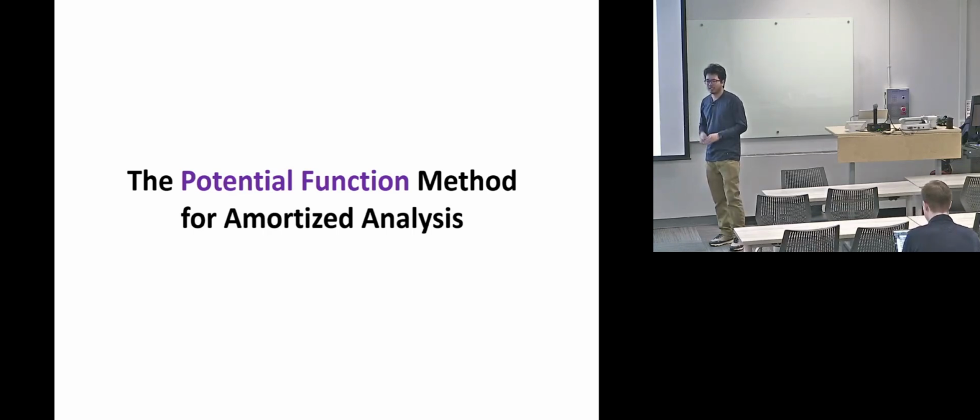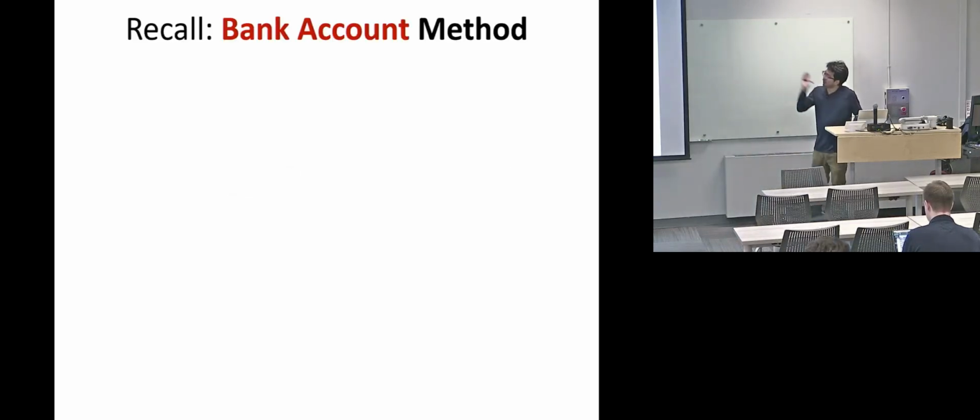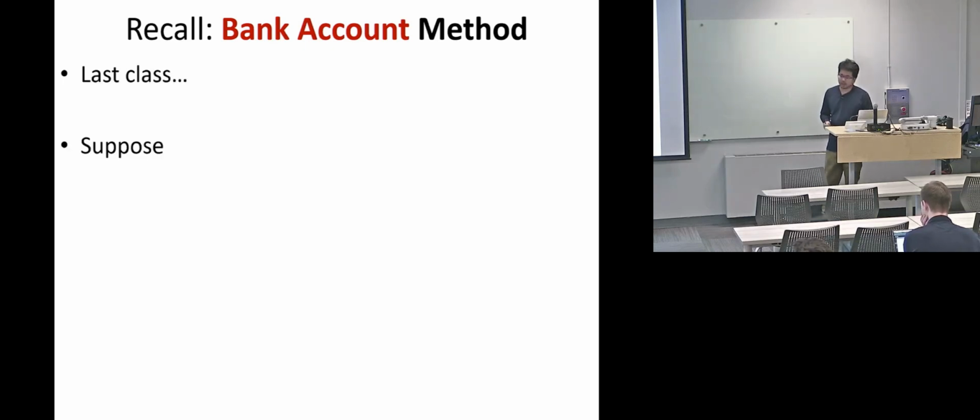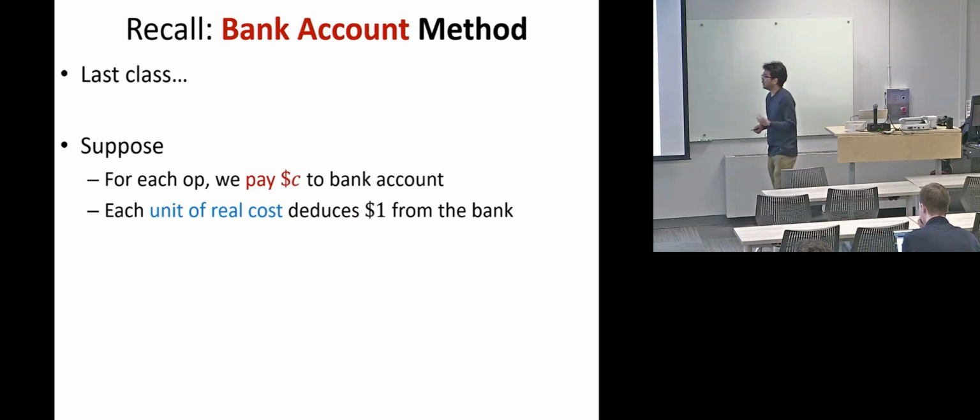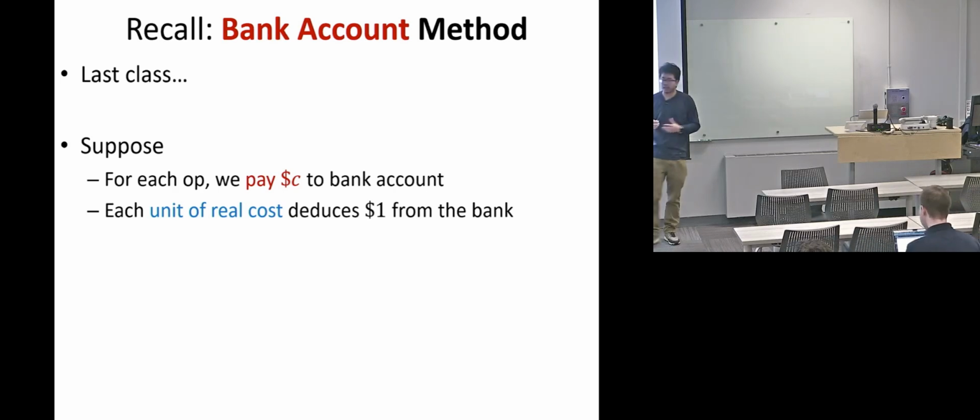Today we're gonna look at just another way to think about this, and you'll see that it's basically the same, but just with some reformulation. Sometimes it helps you to think about it. Okay, so this is the potential function, and just recall a bit from last time. The bank account method asks you to design how you can pay, let's say $C to the bank account on each operation, and you know that the real cost that occurs in the process will deduct $1 from the bank account.